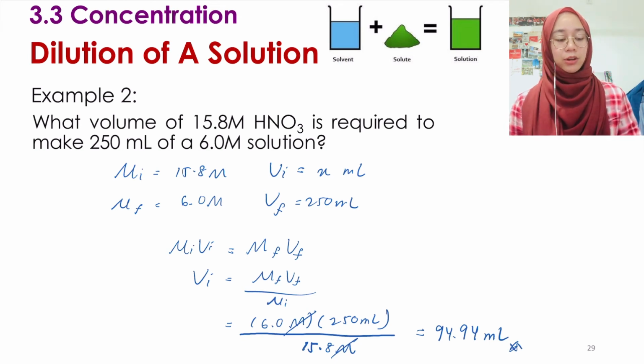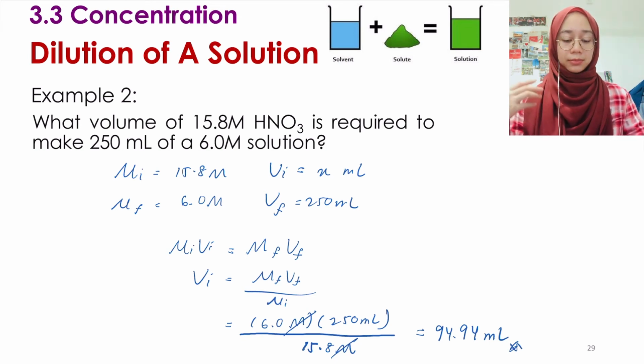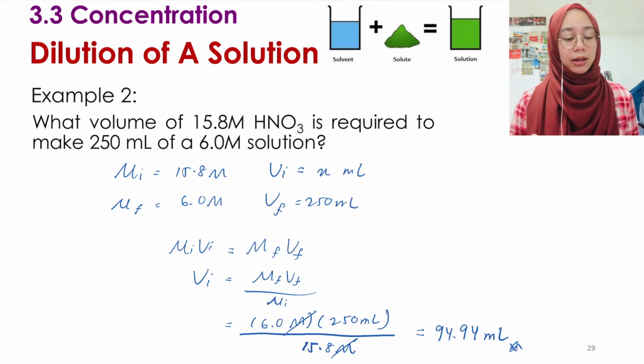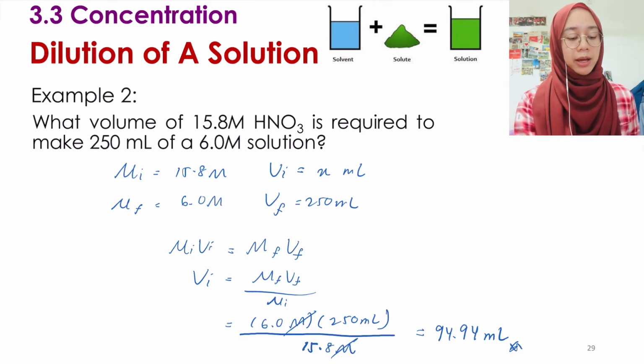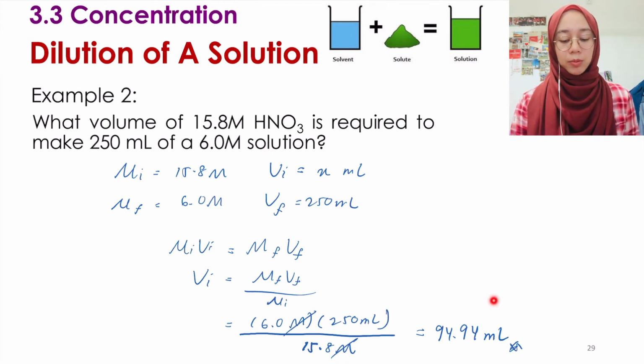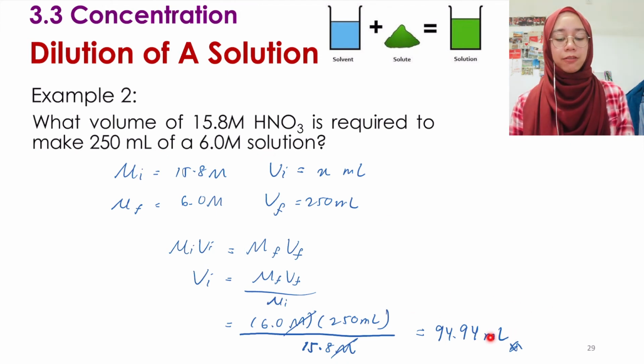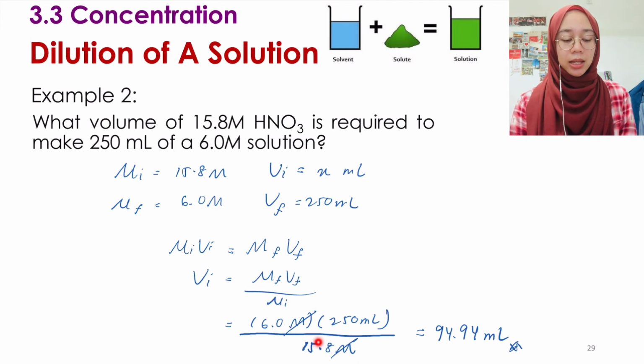Okay, so in order for you to prepare 250 ml of 6 molar solution, apa yang kamu perlukan adalah 94.94 ml of nitric acid ni, and then kamu akan tambah air lah sampailah volume dia jadi 250 ml.